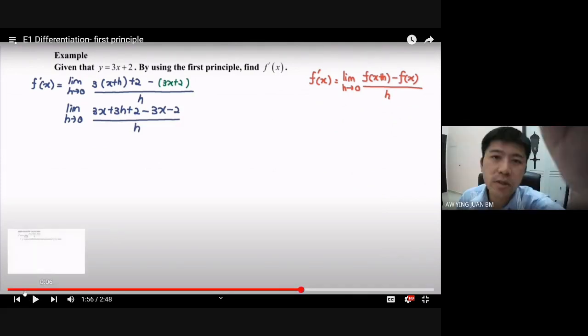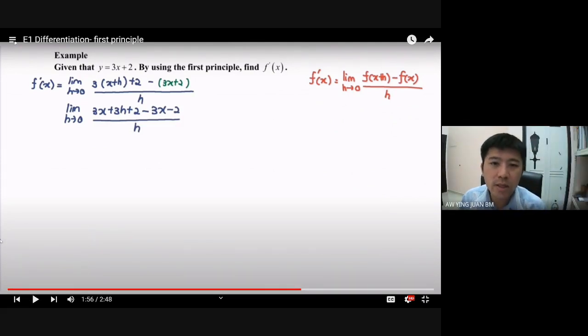So kindly refer to the situation. Here we are actually just substituting. You can see we have f(x plus h), which means substituting x with x plus h. And then we have f(x), which is simply the bracket 3x plus 2, over h. Then expand, then kindly simplify the situation, and we will see what happens.